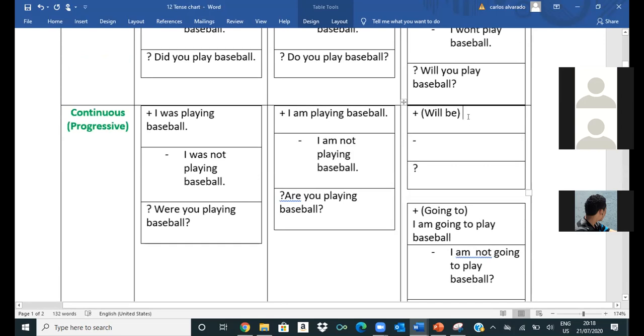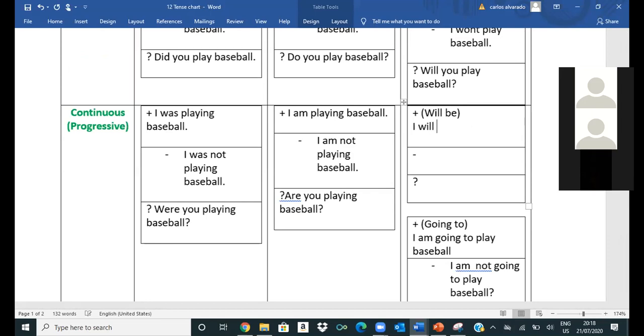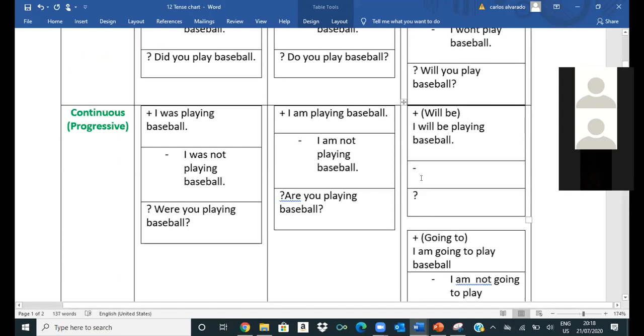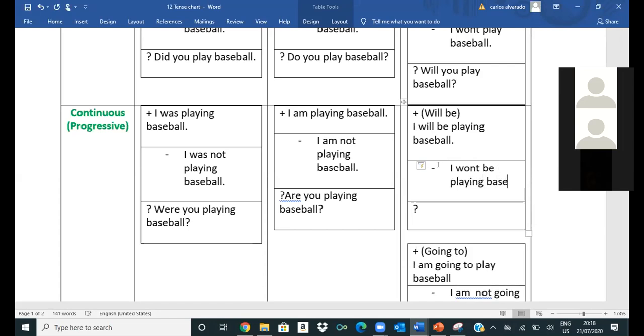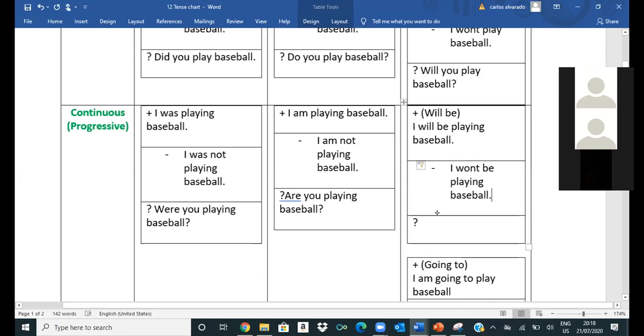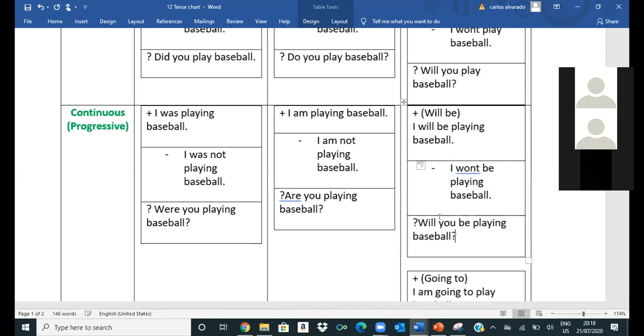Now, el que no hicimos ayer fue este. Will be. Okay? You can say, I will be, and then ing. I will be playing baseball. What are you going to do next week? Saturday, in the afternoon, I will be playing baseball. I won't be playing baseball. Okay? And then, question, will you be playing baseball? Okay.